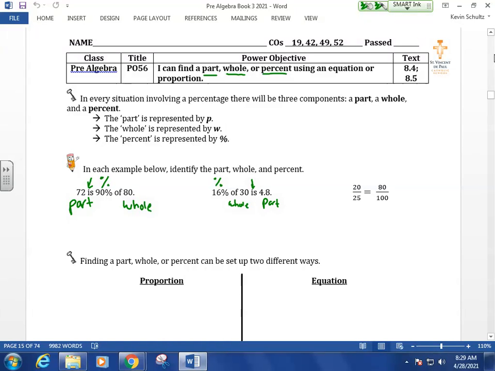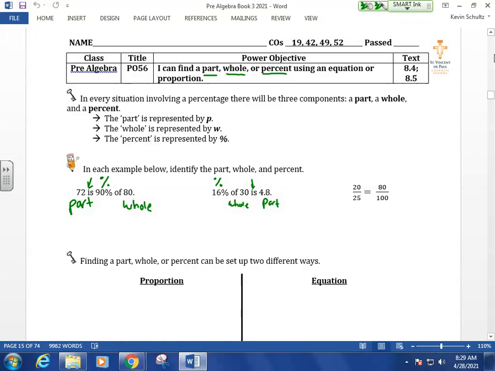But if you can identify the percentage, which should be relatively easy because it has the percentage symbol, and you find that word of and look at what comes after that, well, if you only have one thing left, it's going to be the part. Okay? So 4.8 is 16% of 30. 16% of 30 is 4.8.